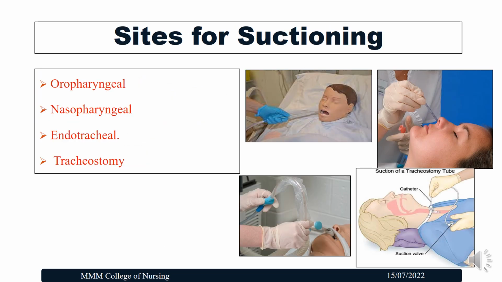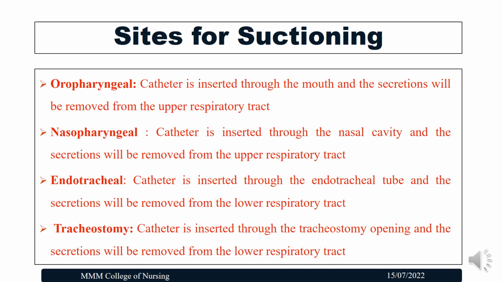What are the different sites for suctioning? Suctioning can be done through different sites: oropharyngeal, nasopharyngeal, endotracheal or tracheostomy. In oropharyngeal suctioning, the catheter is inserted through the mouth and the secretions will be removed from the upper respiratory tract. In nasopharyngeal, the catheter is inserted through the nasal cavity and the secretions will be removed from the upper respiratory tract. So both the oropharyngeal and the nasopharyngeal will be used to remove the secretions from the upper respiratory tract.